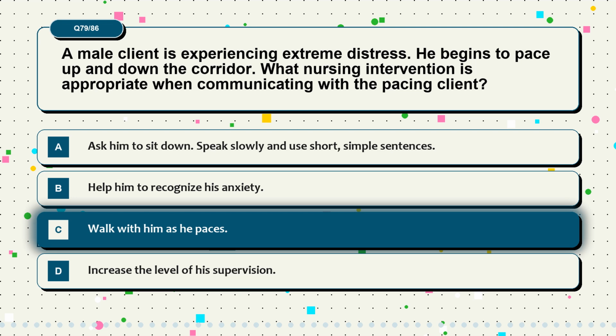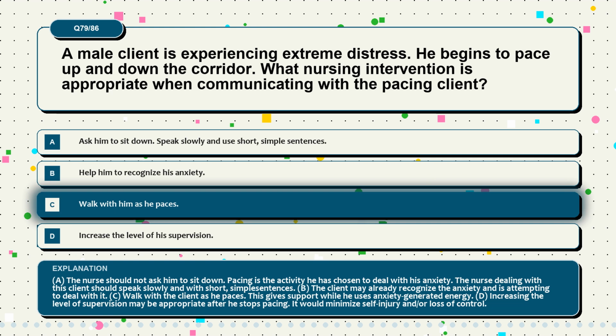The correct answer is option C. Walk with him as he paces. The nurse should not ask him to sit down. Pacing is the activity he has chosen to deal with his anxiety. The nurse dealing with this client should speak slowly and with short, simple sentences.